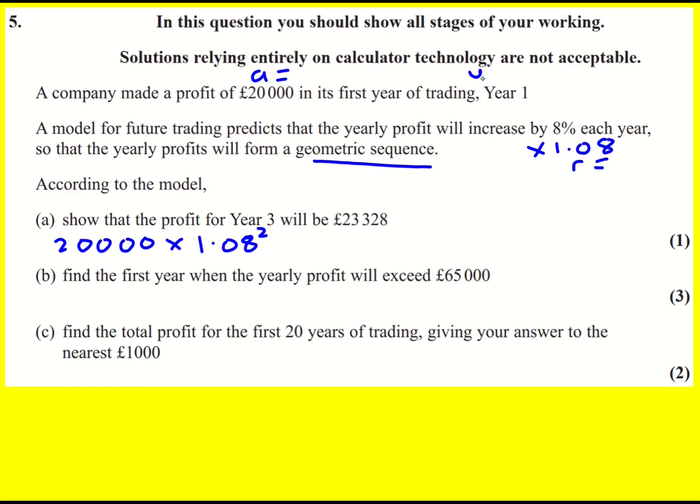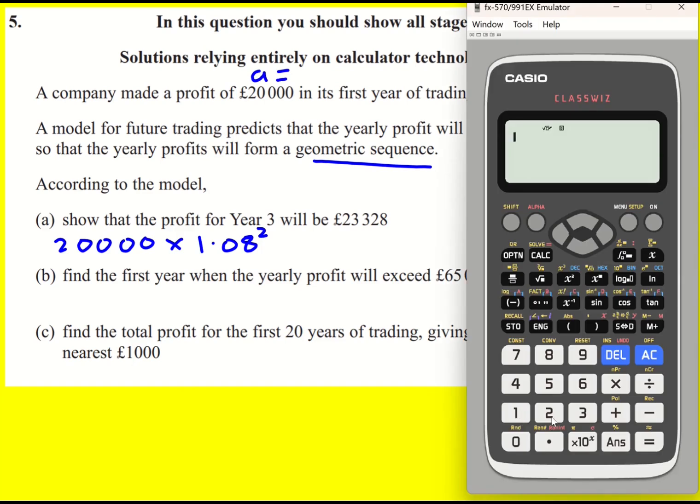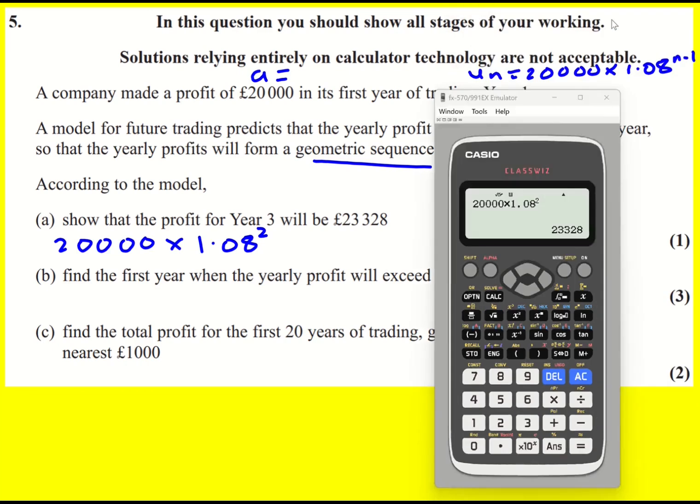The general nth term would be 20,000 times 1.08 to the n minus 1. We could just substitute this in now and check that we get the same answer, which we do.